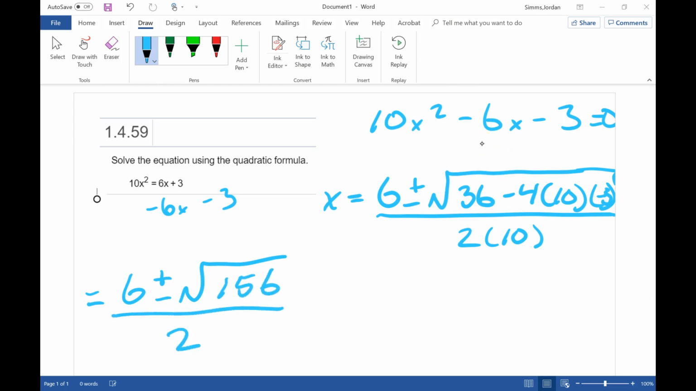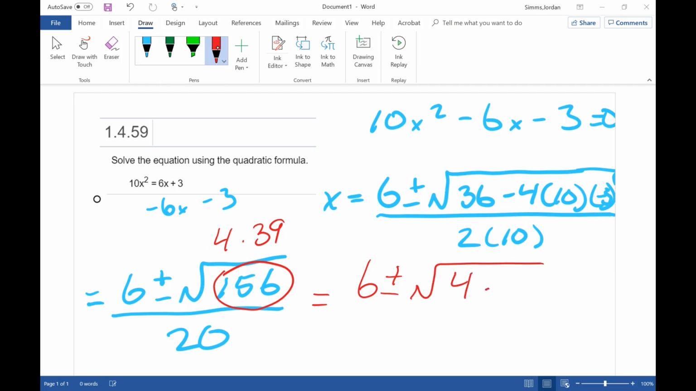over 20. Okay? Now what we try to do with this 156, we're going to factor out the biggest perfect square we can get out of that, which is actually 4. So 4 times 39 would equal 156. So we can rewrite that. This is going to be 6 plus or minus the square root of 4 times 39. And I always put the perfect square first, over 20. So I can evaluate that now.